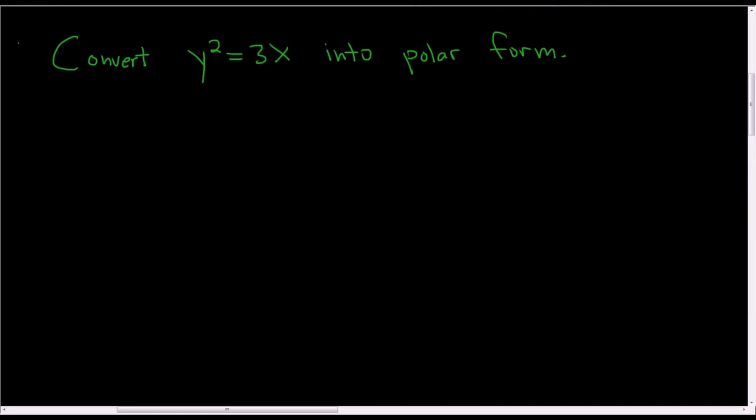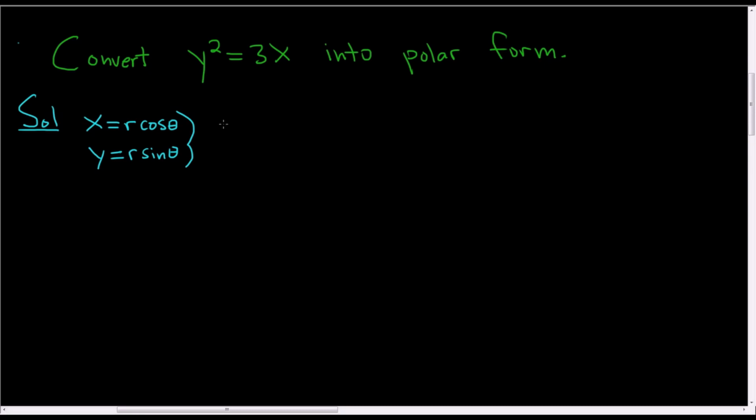Convert y squared equals 3x into polar form. Solution. Let's start by recalling the formulas. So x is equal to r cosine theta, and y is equal to r sine theta. So it looks like in this problem, maybe a good first step is to just plug in x and y.